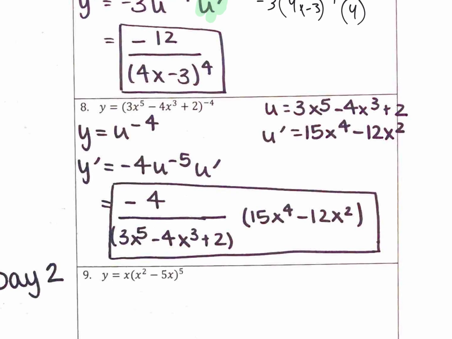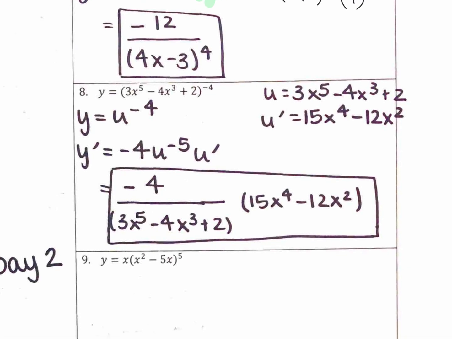All right, and then the last one here, I'll let you just pause the video to peruse over it, but it's going to be the exact same process. Identify the inside function, then take its derivative, figure out what your outer function is, take the derivative of the outside function, leave the inside intact, then multiply by derivative of the inside.